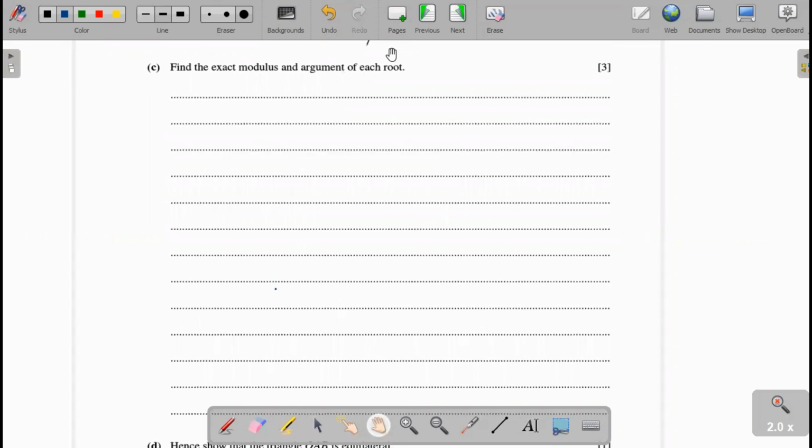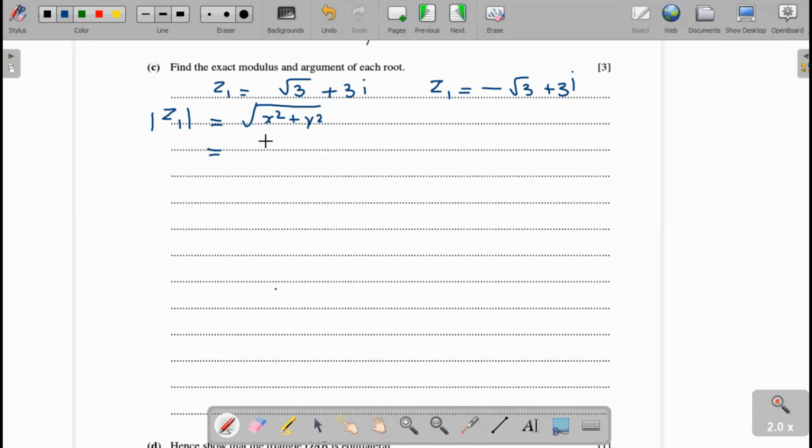Part C, find the exact modulus and argument of each root. Now we have the roots of the equation: Z1 is equal to square root of 3 plus 3i, and the second root Z2 is equal to minus square root of 3 plus 3i. Now to find the modulus, we take the modulus of Z1, that will be equal to square root of x square plus y square. Now here the x value is square root 3, and we take the square. And second, y is 3, and we take the square. Now we find the square root of these two values. That value will be equal to square root of 3 plus 9, and that answer is square root 12.